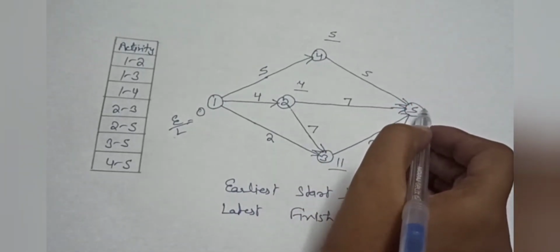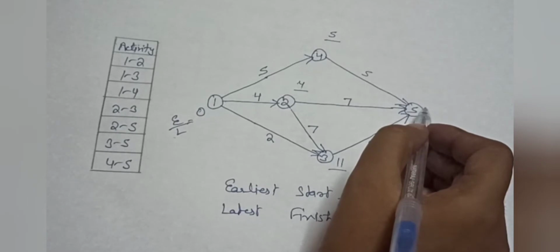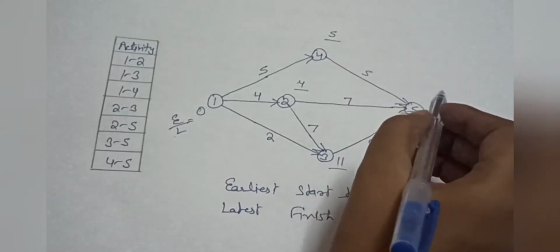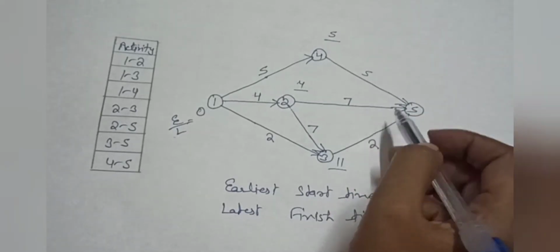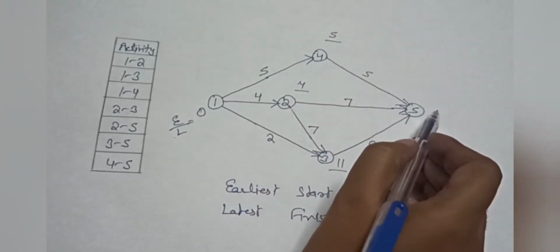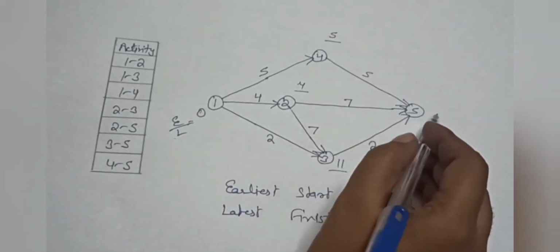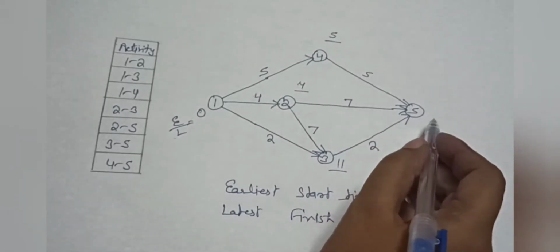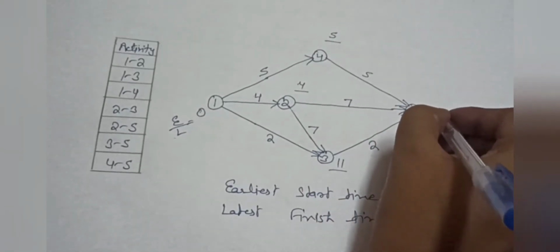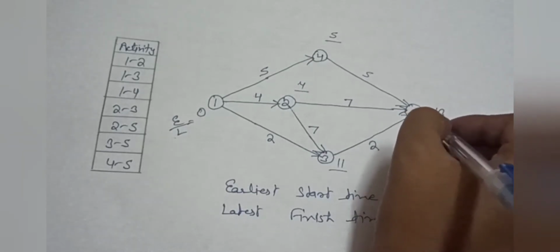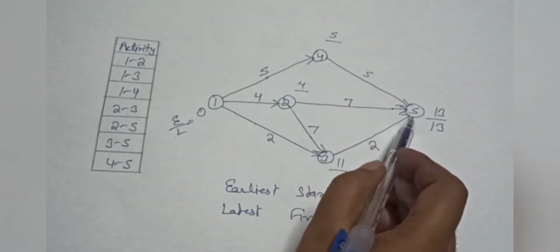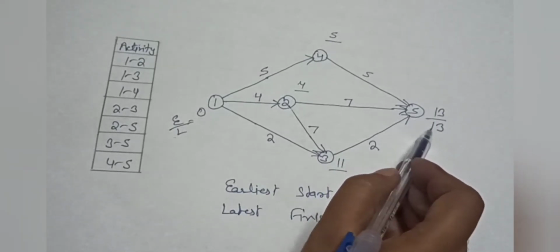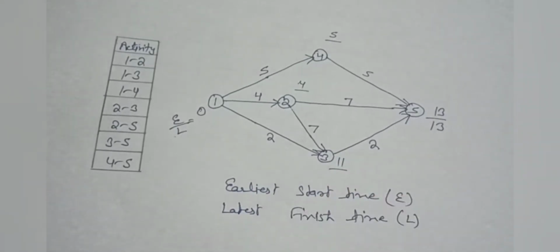Now we will calculate the E value for this node, as here we have three activities. So we will select the maximum of these three: 5 plus 5 is equal to 10, 7 plus 4 is equal to 11, 11 plus 2 is equal to 13. So 13 is the maximum. We will write 13 here. The E value and L value for the last node are always equal. So we will write the L value as 13.